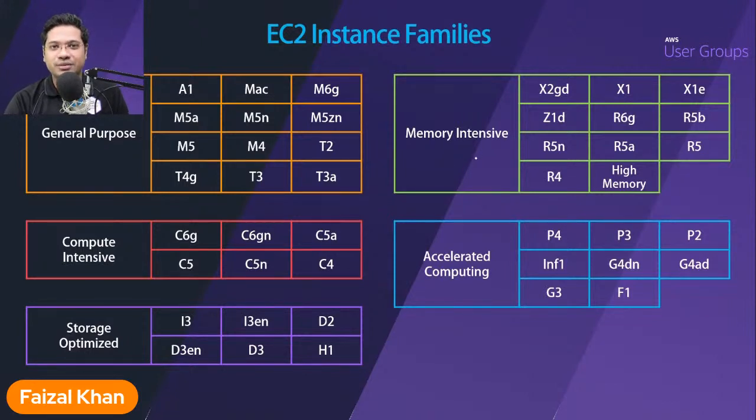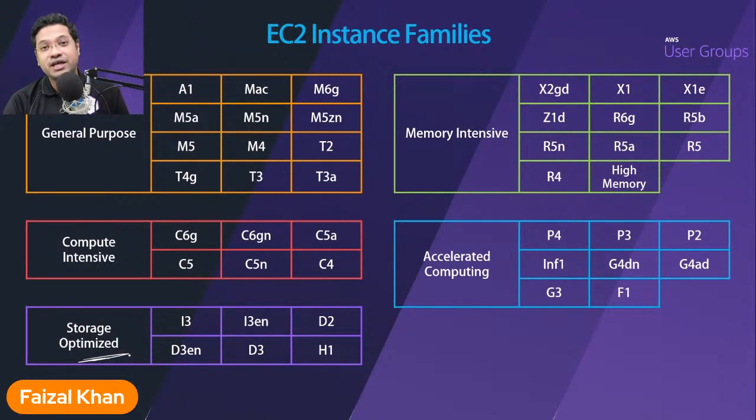That's where you go for something like memory intensive. But if you're running heavy compute-based applications where memory is not really much of a problem, your application can still run with low memory, then you definitely want to go with something like compute intensive. And obviously with storage optimized, you get a lot of additional storage which you don't have to pay for. It comes with the instance, so you don't have to pay for the additional storage.